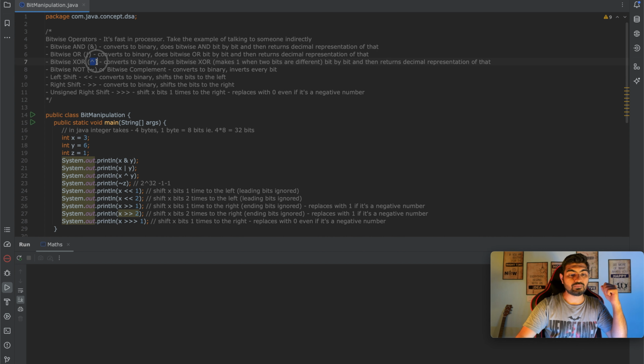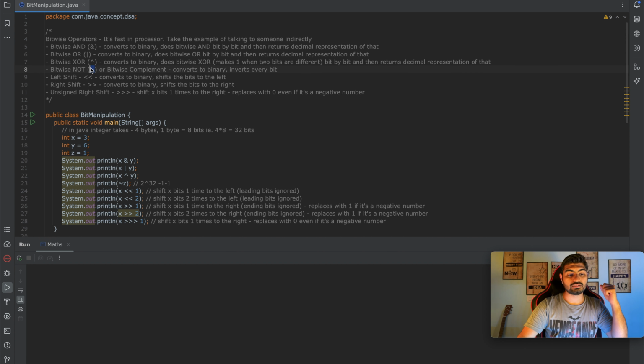Now XOR means those bits should be different. If you have 1 in the above, you're supposed to have 0 in the down. If you have 1 in the down, that means the second number, you're supposed to have 0 in the first number. So if the bits are different, only then will you get 1 in the result. That's what XOR means. Otherwise you will be getting 0 only. Whatever result you get after this XOR operation, it will convert it again to decimal and return the output.